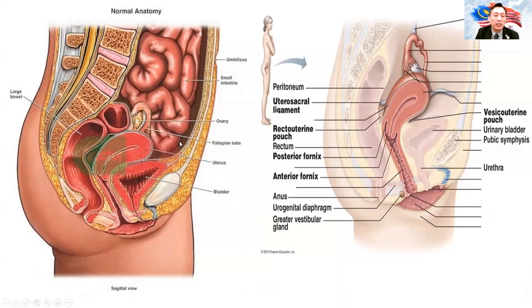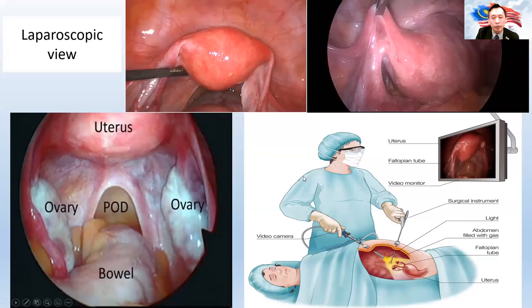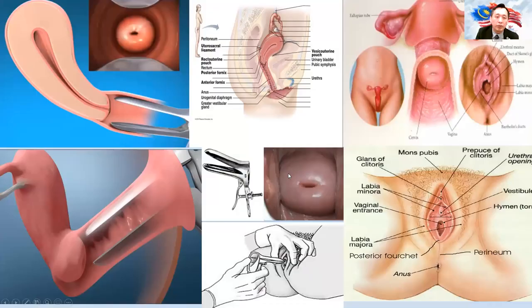This is a sagittal view of the female internal organs. You have the skin, tummy fat, intestine, bladder, uterus, rectum, spine, and also your back. This is how it looks during laparoscopic surgery. This is the round ligament, fallopian tubes, and ovaries. This is a side view of how the cervix looks in real life. When you put in a speculum, you should visualize the cervix.